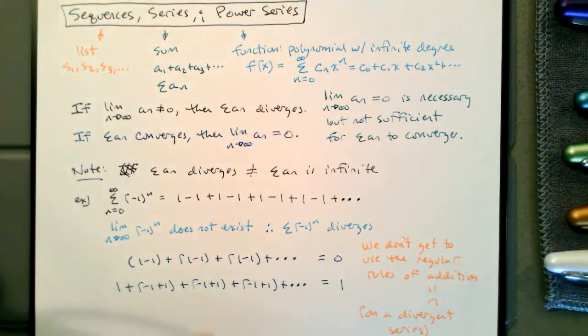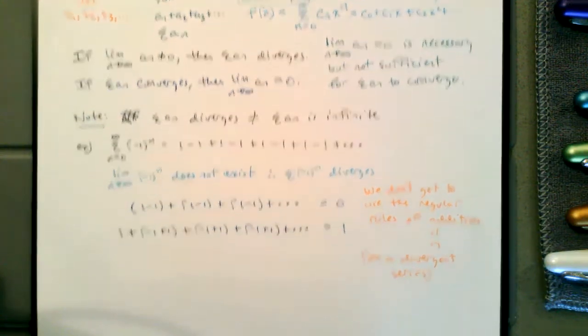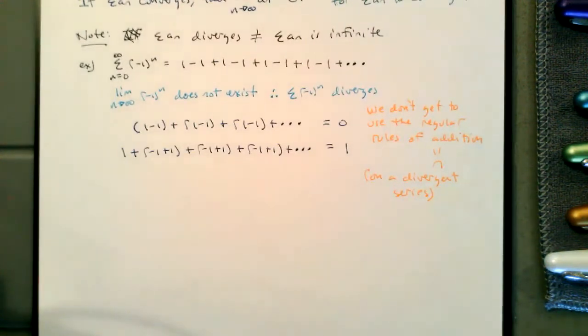So clearly, we cannot use the regular rules for addition on a divergent series. If we could, then 0 is equal to 1. Since 0 is not equal to 1, we cannot use the regular rules for addition on a divergent series. All right, so that's the big thing. That's our necessary but not sufficient condition.